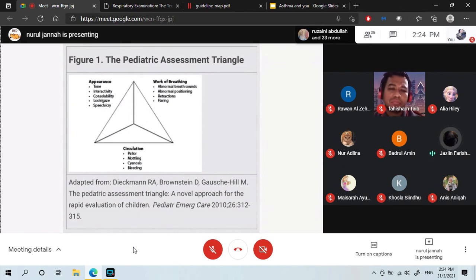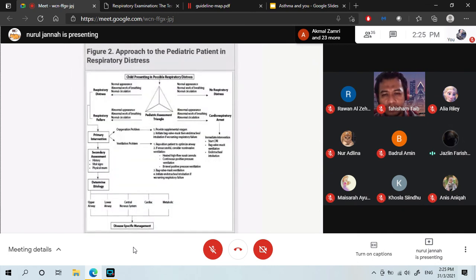And then for the work of breathing, you can hear abnormal breath sounds and see abnormal positioning. The patient might lean forward to breathe, and there may be chest retraction and also nasal flaring. For circulation, we can look for pallor, mottling, which is reddish spots on the skin, and cyanosis, and also bleeding. This is the approach to the pediatric patient in respiratory distress.